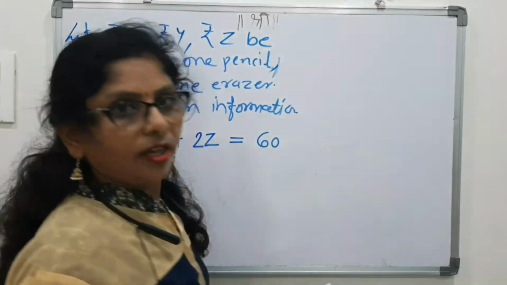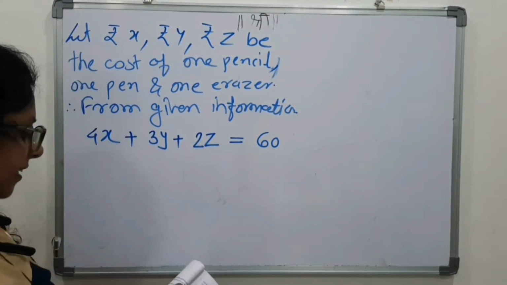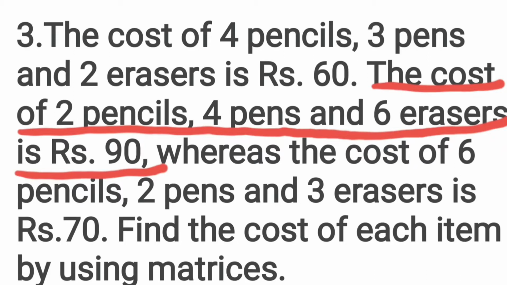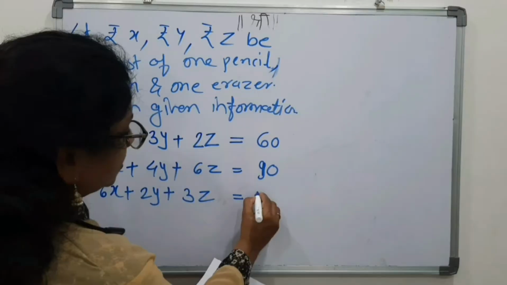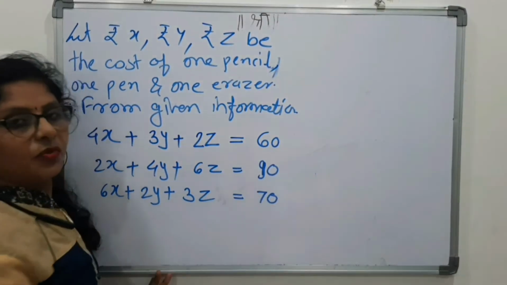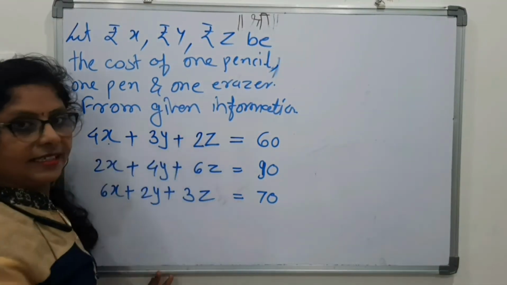In this way, if we convert the second and third sentences into equations, we get 2 pencils, 4 pens and 6 erasers in rupees 90. And third, 6 pencils plus 2 pens plus 3 erasers in rupees 70. Now this is our system of linear equations in three variables x, y and z.